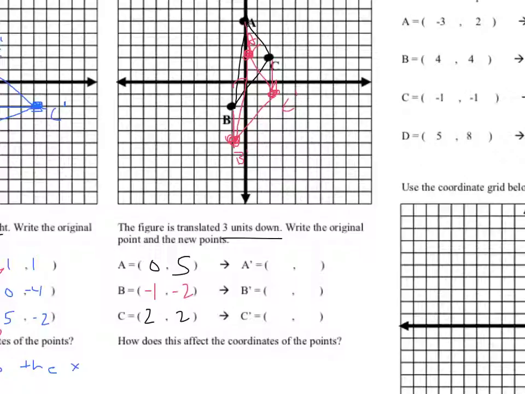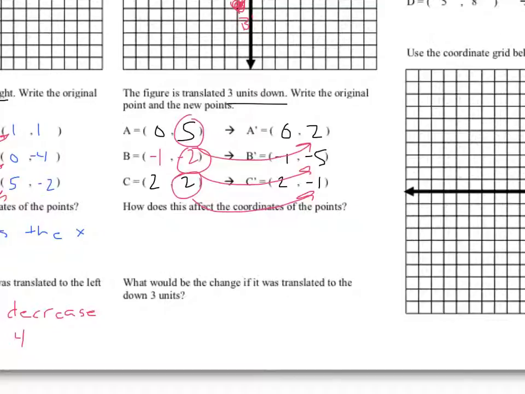So let's look at the new pairs. At A prime, we're at 0, 2. B prime, we're at -1, -5. And C prime, we're at 2, -1. And so what we can see is exactly what you just guessed, that the only thing that has changed is the y, and it's decreased by 3. So a translation down decreases the y by 3.